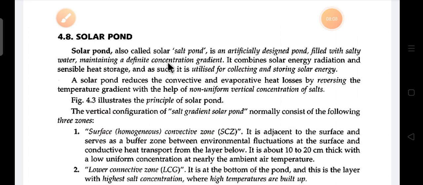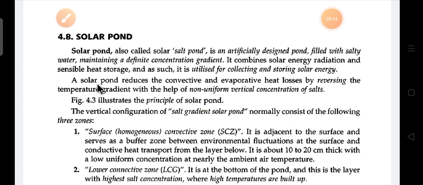Due to this salt concentration gradient, the solar radiation which falls on the water surface is captured and stored as energy inside the pond. So we use that pond as a solar radiation storage or radiation conversion device. That's why it is called a solar pond.